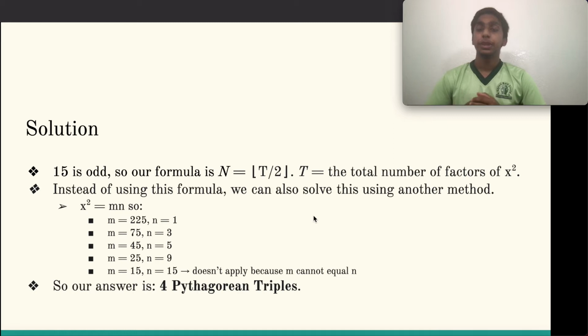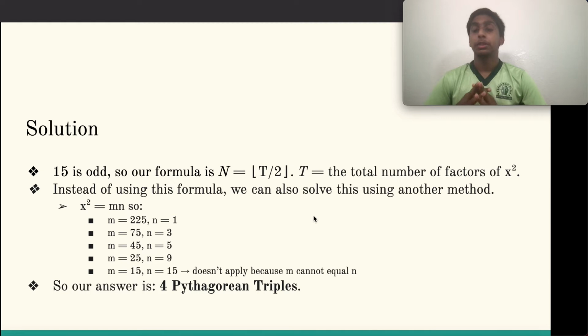Okay, so first we need to determine: is 15 odd, is it even, or is it prime? 15 isn't prime because its factors are 1, 3, 5, 15. So it obviously is not prime. And it's odd because it's not divisible by 2. So we know that our formula is going to be N is equal to the floor function of t over 2, and t is equal to the number of total factors of x squared. So that's one way we can do it, and this one is pretty self-explanatory. Simply plug in the number and find the floor function.